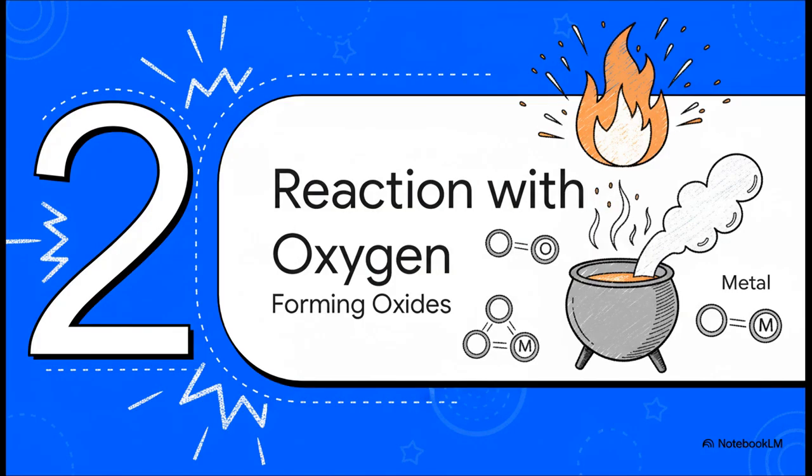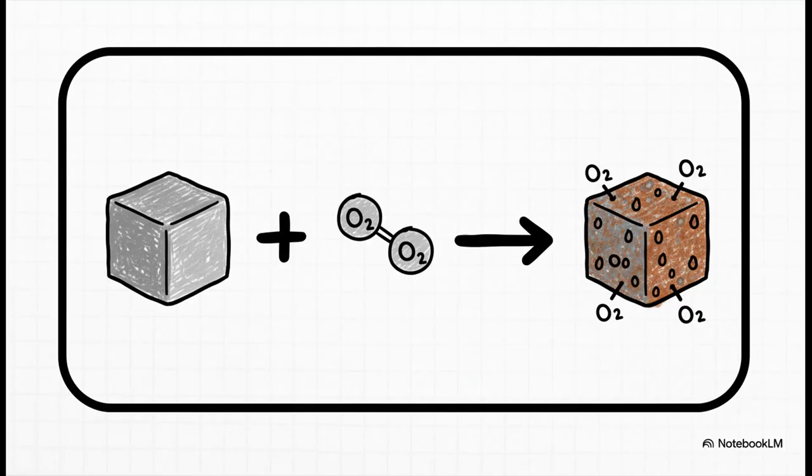We're going to ask a simple question. What happens when metals are burnt in the air? This is a really fundamental reaction, and it tells us a lot about the nature of these metals. Okay, there's a general rule here, and it's quite straightforward. When a metal reacts with oxygen, it forms something called a metal oxide. So the word equation is simple to remember. Metal plus oxygen gives metal oxide.